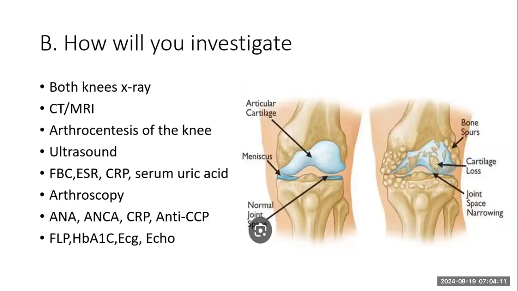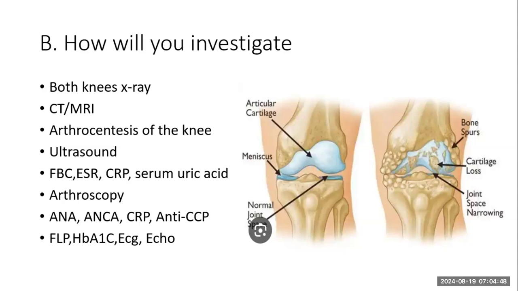Arthrocentesis of the knee can also be done, which can be a diagnostic or a therapeutic investigation for the knee joint, in which you take the synovial fluid and analyze it. In osteoarthritis, most times there may not be evidence of inflammation on analysis. That means WBC may be low, compared to septic arthritis, where WBC can be greater than 25,000.